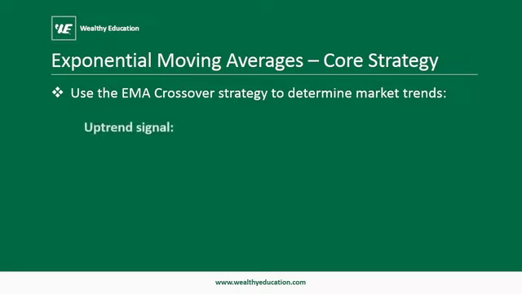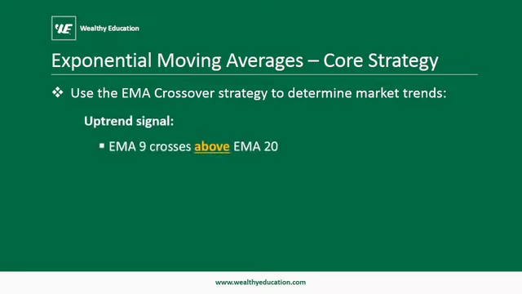So here's an uptrend signal. When the 9-day EMA crosses above the 20-day EMA and both lines are sloping upward, this means there's an uptrend. Chances are your coin's price will go up in the near future. So in this case, you can follow the trend and place a buy order. When the price increases, you'll make a profit.